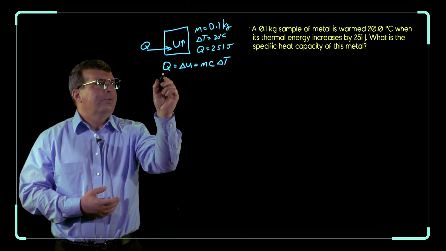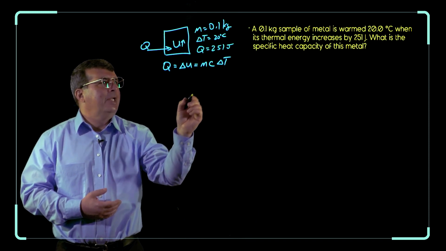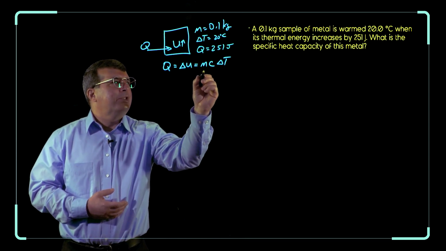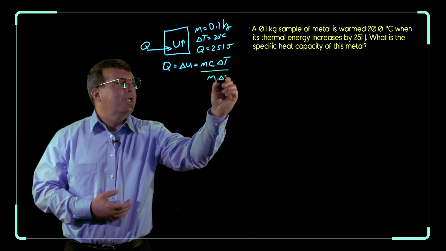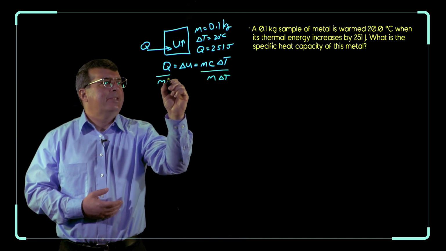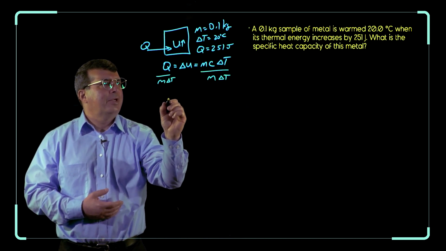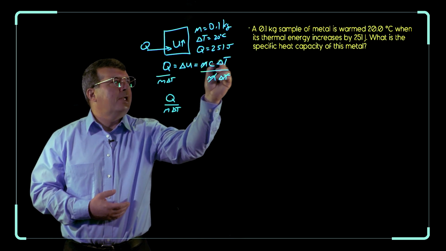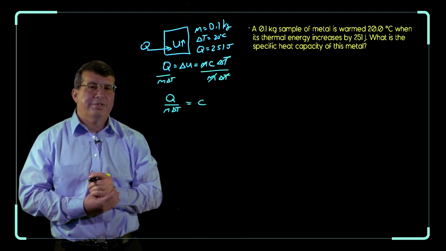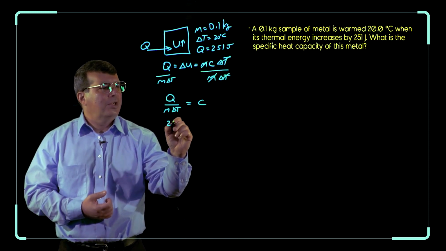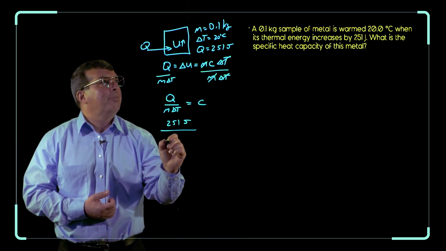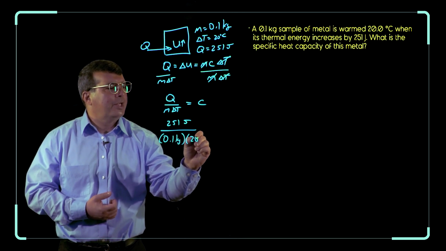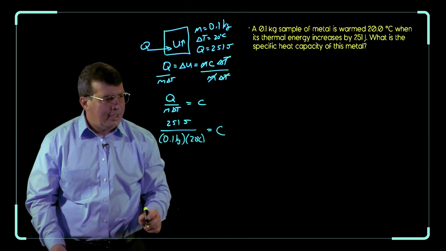Okay, so heat is equal to mc delta T. This time we are looking for the specific heat capacity, so we should divide this by mass and change in temperature. We'll divide heat by mass and change in temperature, so we have heat divided by mass and change in temperature. Mass and change in temperature cancel out, and we're just left with specific heat capacity on this side. We know all of this. Heat is 251 joules. Mass is 0.1 kilograms, and change in temperature is 20 degrees Celsius. That's equal to our specific heat capacity.